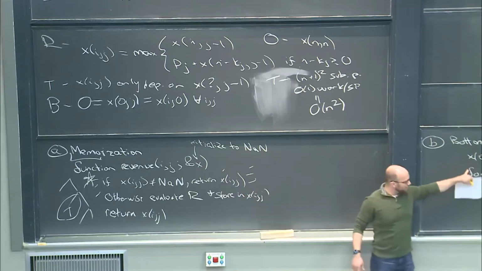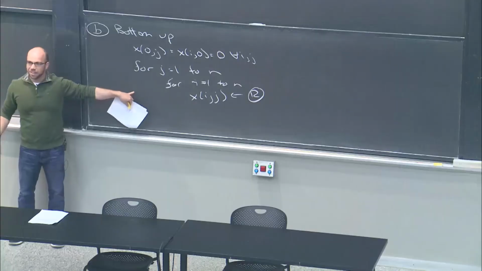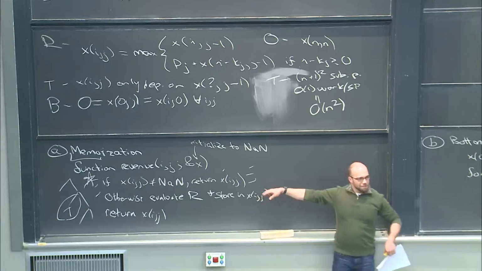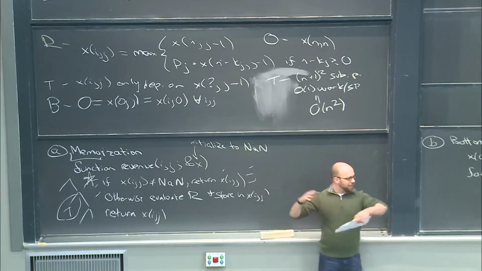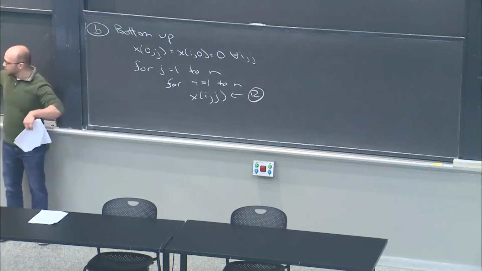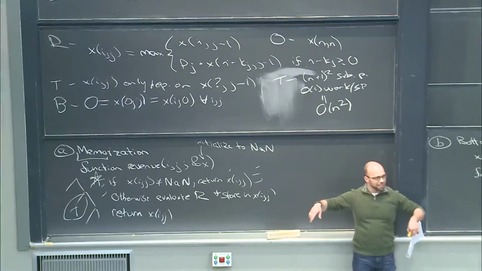So here I'm literally evaluating every entry of xij. It could be the case, it's not the case for this particular problem, but maybe xij only depends on xij minus 5, right? This strategy is going to still build up that whole table. This one maybe can skip over some entries, so in practice it could help.